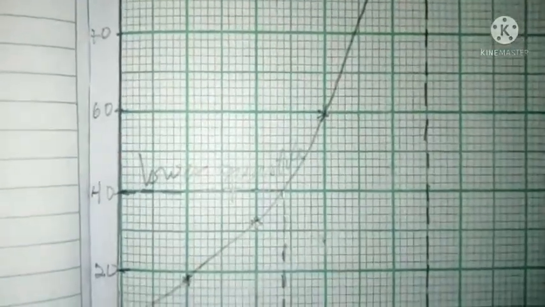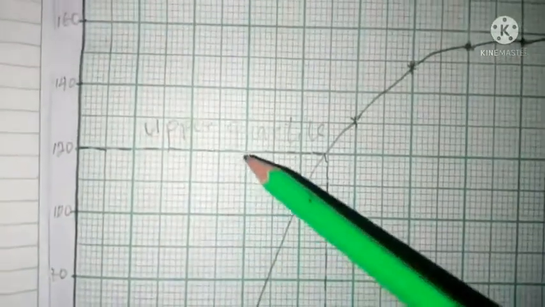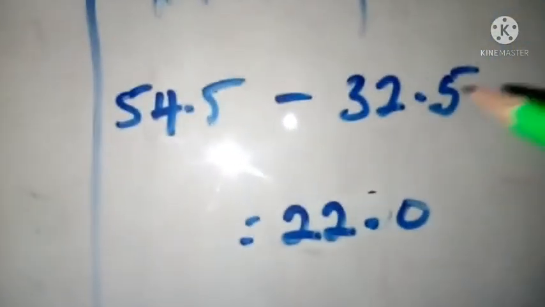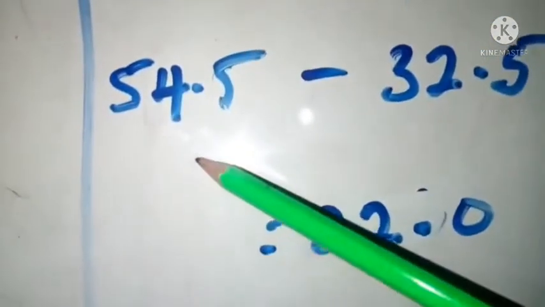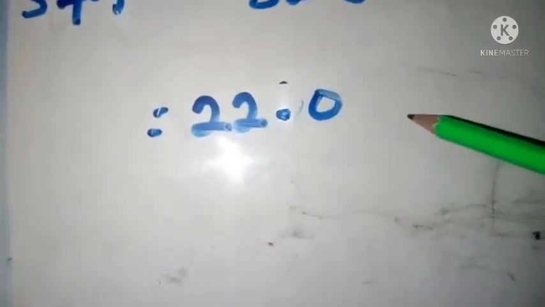Now that we have their corresponding marks, so this is the lower quartile as well as the upper quartile, then we can go on and find the interquartile range. It's the difference between the two. The upper quartile I had 54.5 minus 32.5. That should be 32.0. So this is the interquartile range.